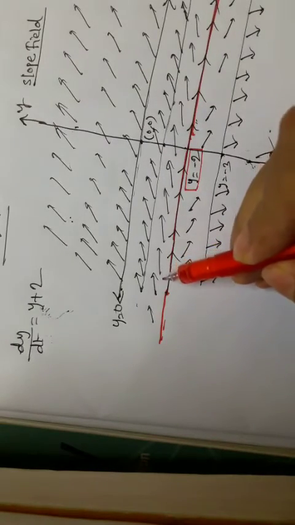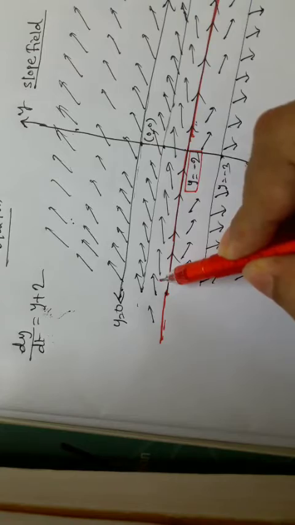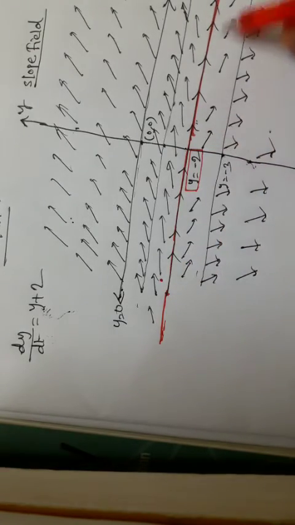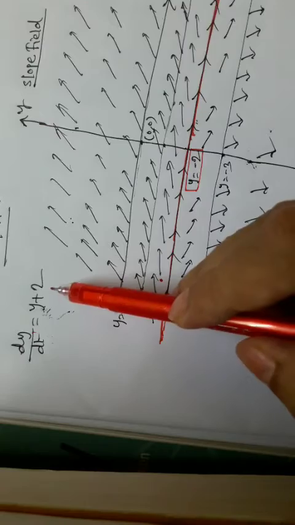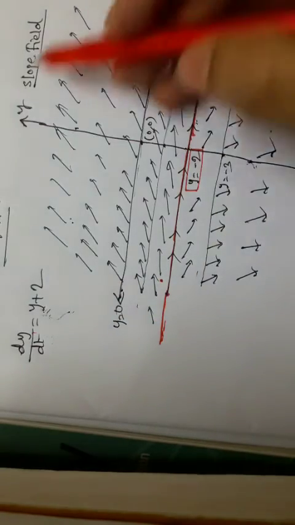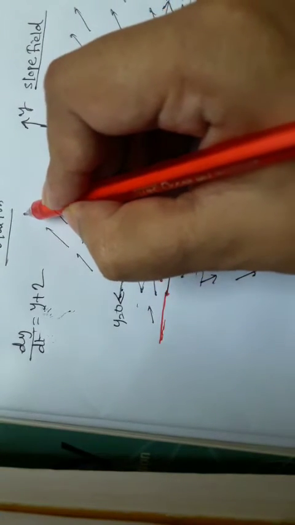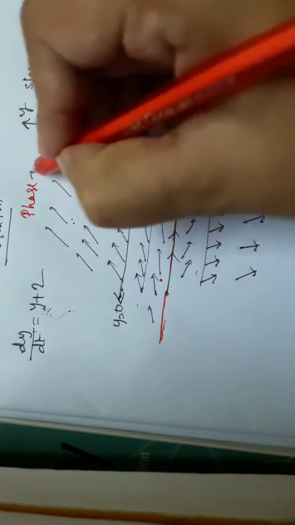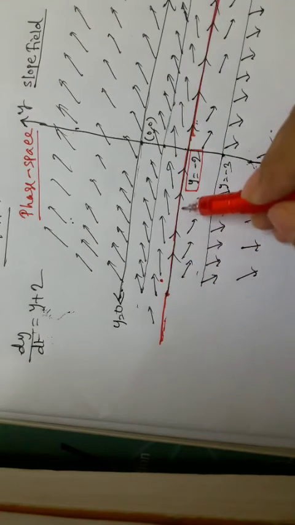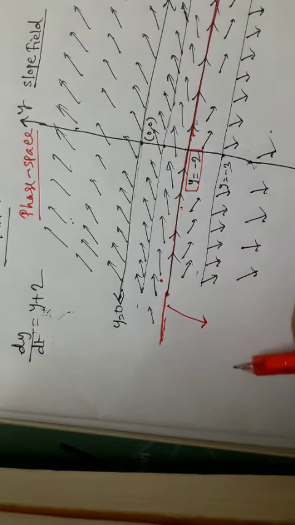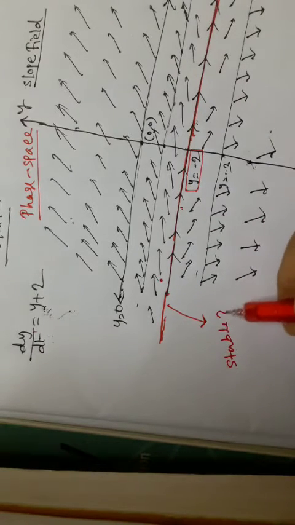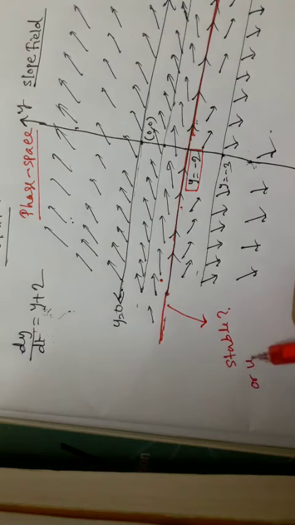So if we stand here, this is the steady state solution y is equal to minus 2 of the given differential equation dy/dt is equal to y plus 2. This diagram is called the slope field, or in another language we can call it phase space. So we check whether this steady state is stable or unstable.